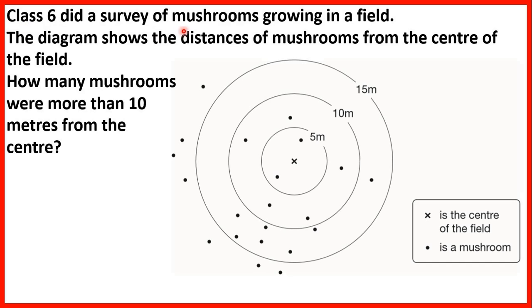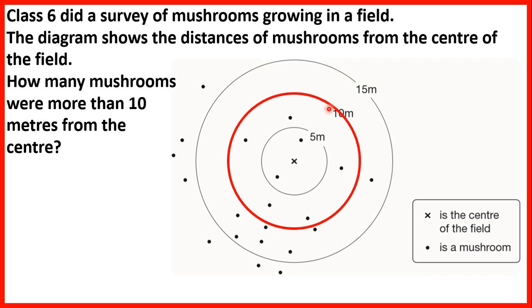Class 6 did a survey of mushrooms growing in a field. The diagram shows the distances of mushrooms from the centre of the field. How many mushrooms were more than 10 metres from the centre? So we have the centre marked here, and we know that the dots are mushrooms.